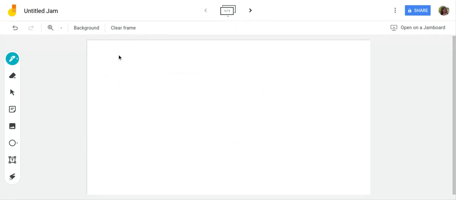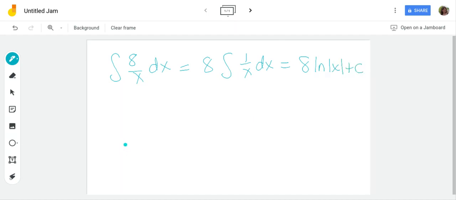All right, here's another popular one to recognize, 8 over x dx. I know that's the same thing as 8 times the integral of 1 over x dx. So I'll be able to do that one real quick. That's 8 times ln of x plus c. Boom, done. All right, so just be able to recognize those kind of things.